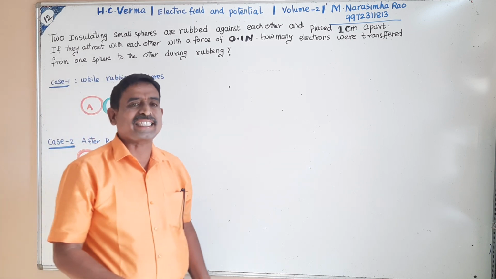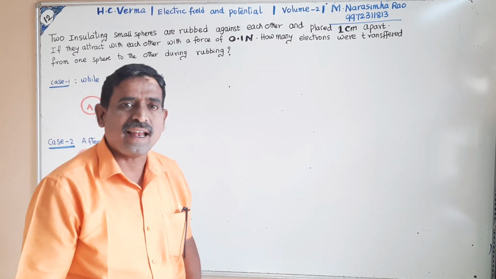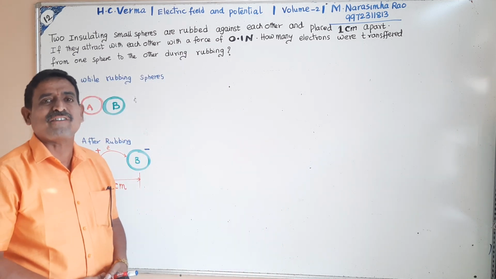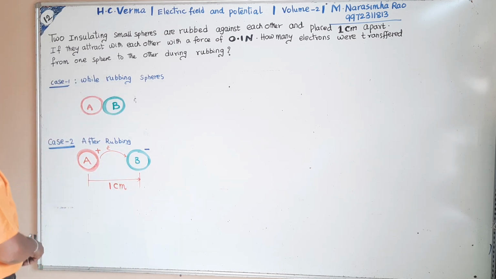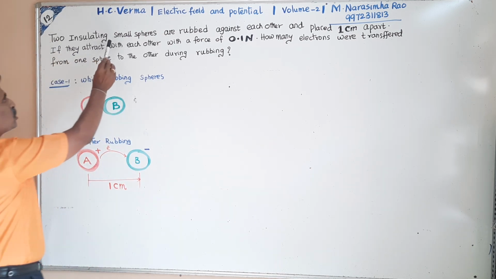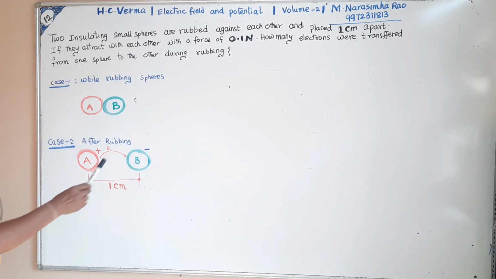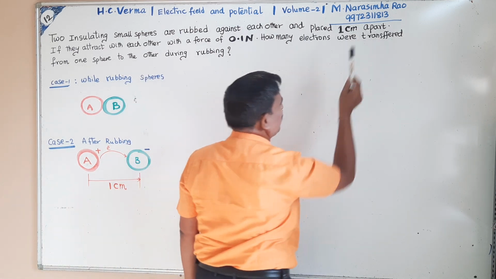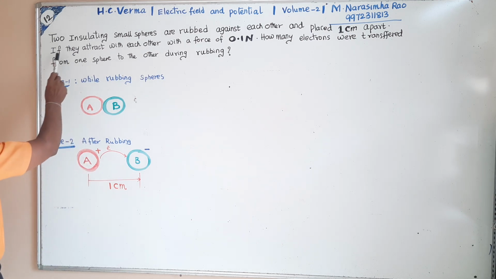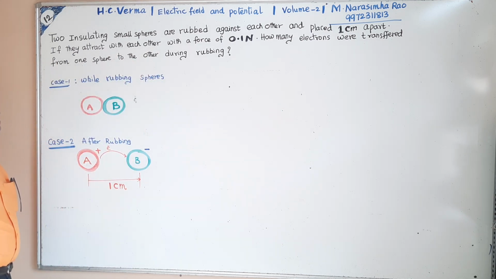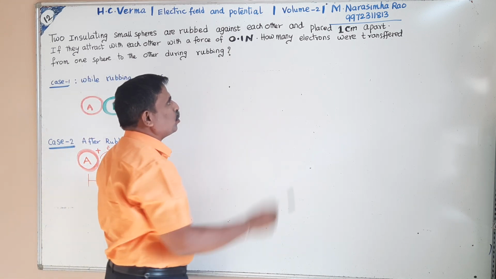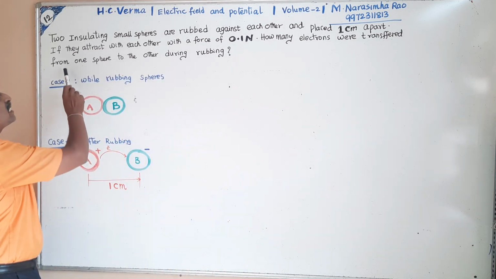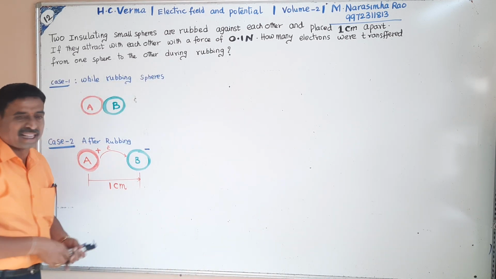Today, I am explaining a numerical from H.C. Verma textbook, volume 2, electric field and potential chapter, problem number 12. Two insulating small spheres are rubbed against each other and placed 1 centimeter apart. If they attract each other with a force of 0.1 Newton, how many electrons were transferred from one sphere to the other sphere during the rubbing?